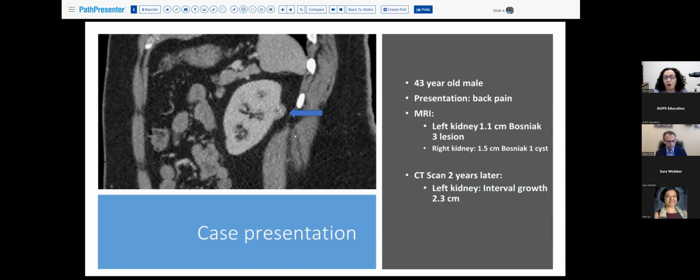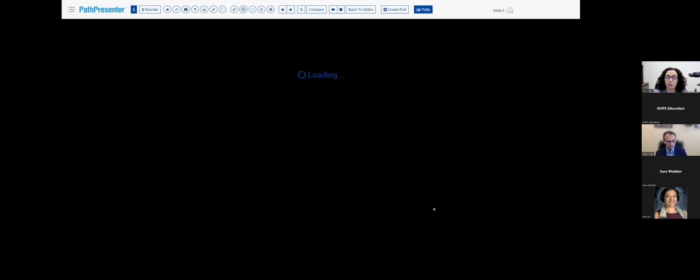The left kidney had a 1.1 centimeter exophytic cystic Bosniak 3 lesion, and the right kidney had a 1.5 centimeter Bosniak 1 cyst. They referred him to urology, and urology decided to watch him. Two years later, on CT scan, the lesion in the left kidney, the 1.1 centimeter Bosniak 3 lesion, grew to 2.3 centimeter, so there was interval growth, and he was referred again for surgery. And that's when we got the partial nephrectomy on this patient.